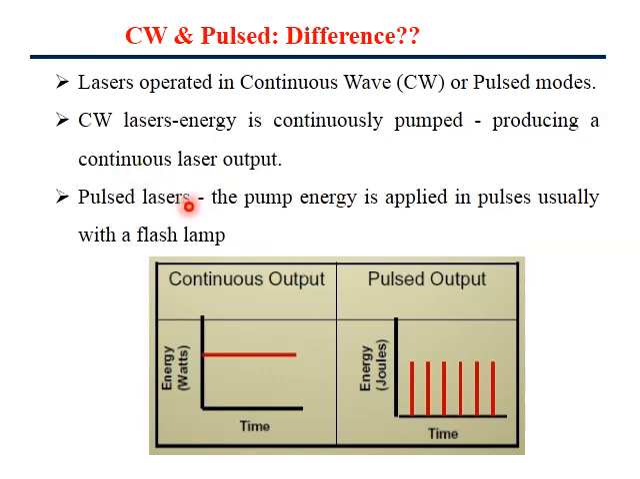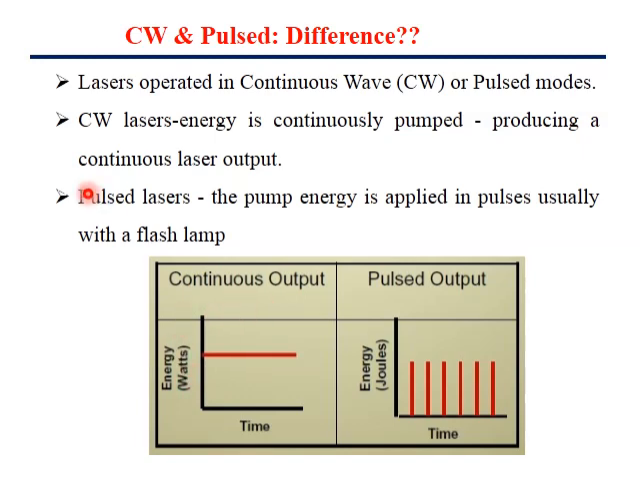Now let us try to understand the difference between CW and pulse lasers a bit more properly. Lasers can be operated in continuous wave or pulse modes. These are the two options that we have to operate a laser. For CW lasers, the energy is continuously pumped, and as a result, it produces a continuous laser output. Let us understand this from this graph. As time progresses, we get a stable continuous output, which is usually denoted in terms of watts for continuous lasers.